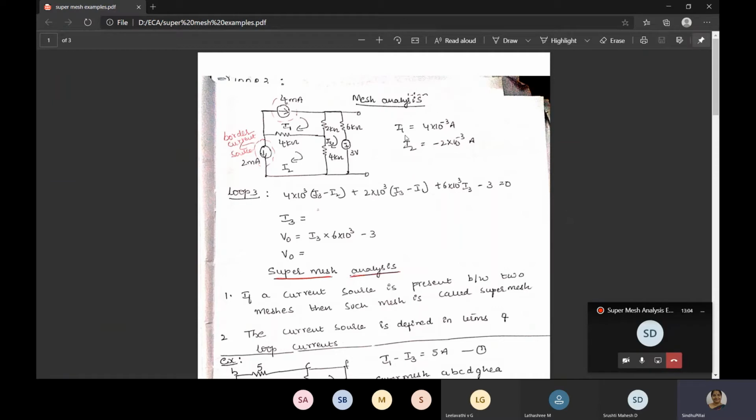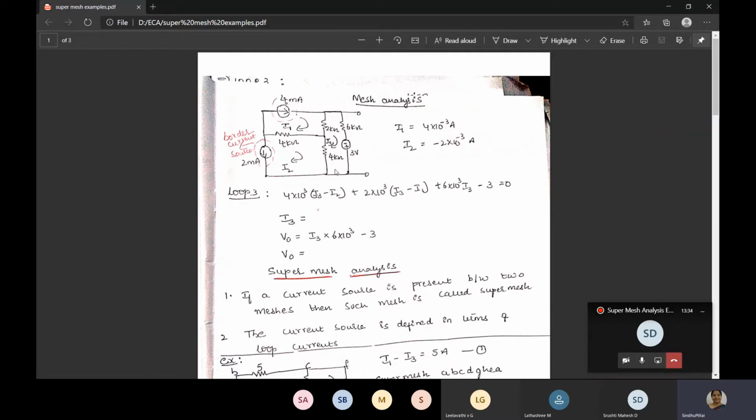Writing all these currents also carries marks, so you have to write them correctly. I1 is 4 milliamps and I2 is minus 2 milliamps. So we are left with only one unknown, that is I3. One unknown means you have to write only one equation. You have to check how many unknowns there are and accordingly write the equations. Here we have only one unknown, I3, so just write the equation for I3.